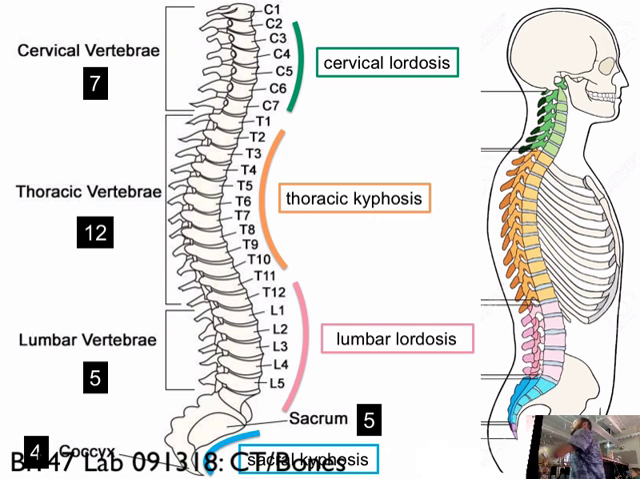So I also have listed the number of vertebrae. There's 7 cervical, 12 thoracic, and 5 lumbar vertebrae for a total of 24. And then there's 5 sacral and 4 coccygeal bones. So that's the spine, the vertebral column. Important. It's important.